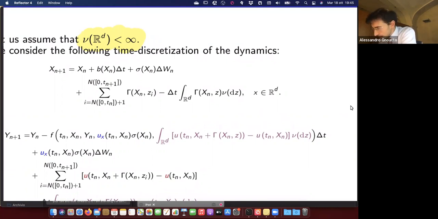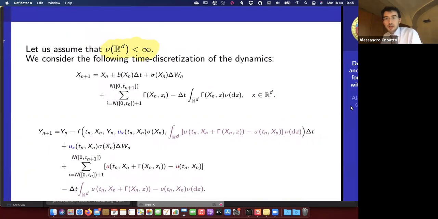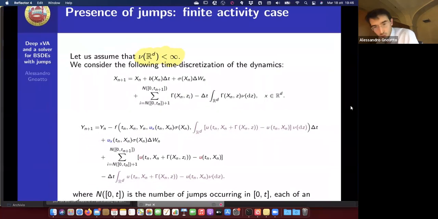So the first term here is the jumps that occur between Tn and Tn plus 1 in my Euler discretization. And this here is the compensator of the jumps. And I can split it because I am in the finite activity and the finite variation situation. So how does the BSDE look like now?